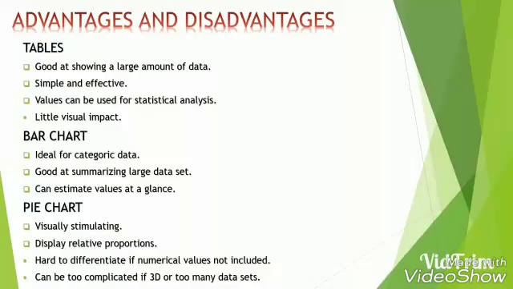In the case of bar charts, they are ideal for categoric data. They are good at summarizing large data sets. They can estimate values at a glance. In the case of pie charts, their advantages are they are visually stimulating and display relative proportions. Their disadvantages are they are hard to differentiate if numerical values are not included. They can be too complicated if 3D or too many data sets.